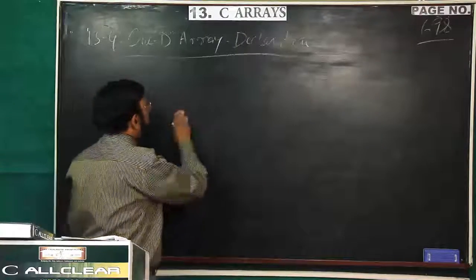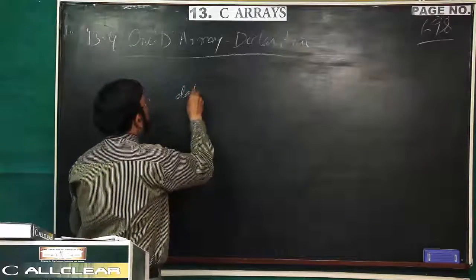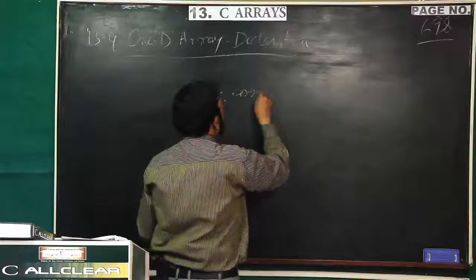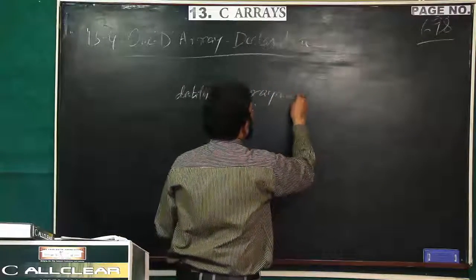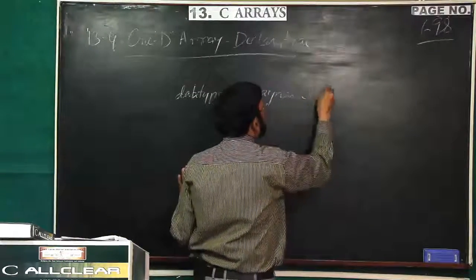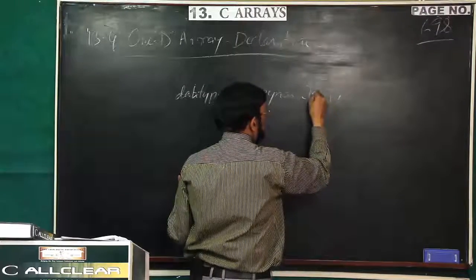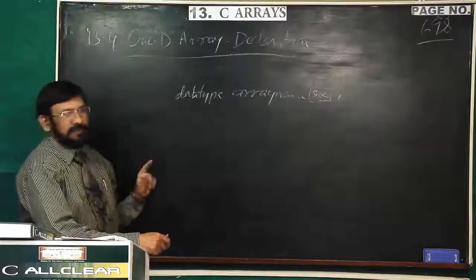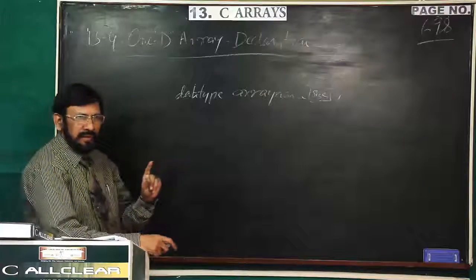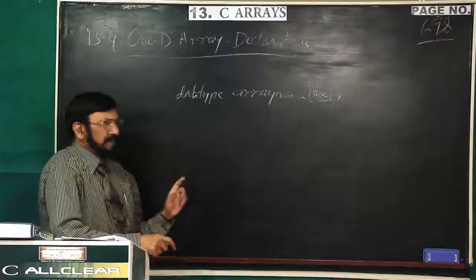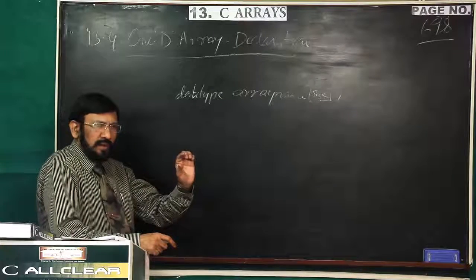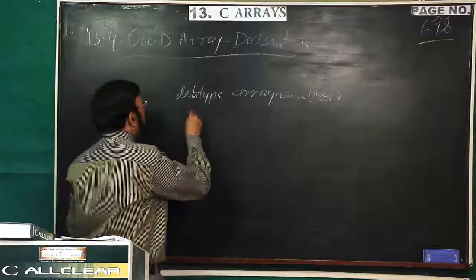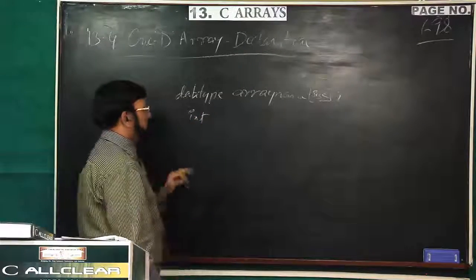A declaration of an array starts with a data type, array name, square brackets, size. Here you see data type. Any array can hold a set of elements of the same type. So now we can declare an integer type array.